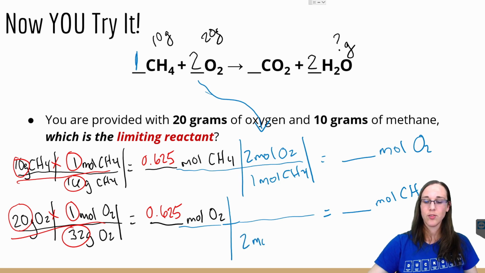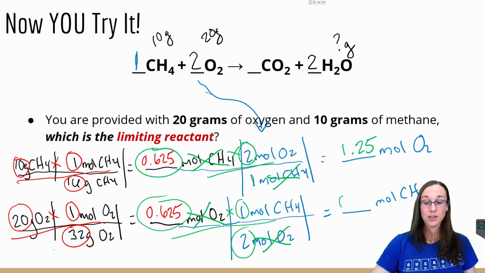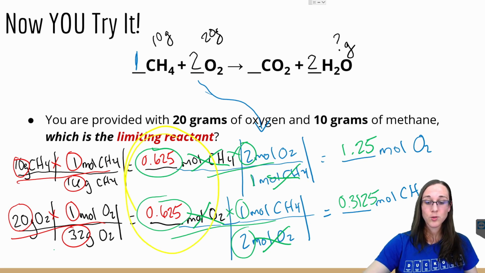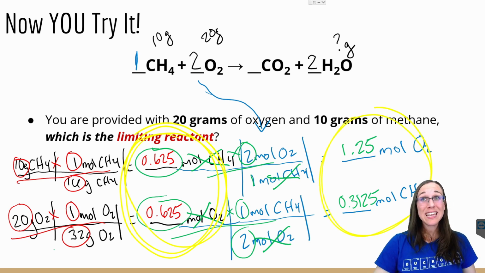So I have 2 moles of oxygen, 1 mole of methane. My moles of CH4 cancel here, my moles of oxygen cancel here. All I have to do is 0.625 times 2 divided by 1, which gives me 1.25. And for the bottom one, I have 0.625 times 1 divided by 2 gives me 0.3125. Now remember, over here, those were my given amounts. That's what I was given. Over here, this is what I need. So I need to compare what I need to what I'm given, or what I actually have in the reaction.